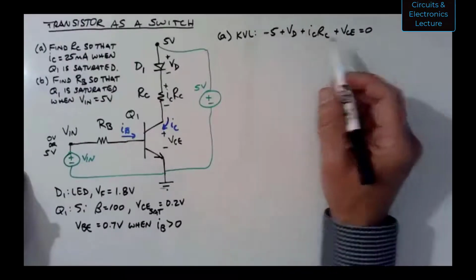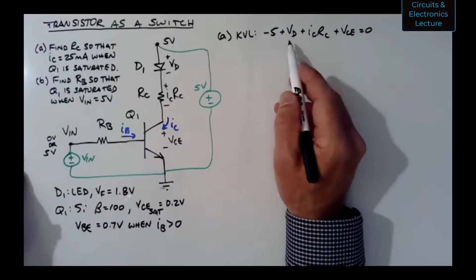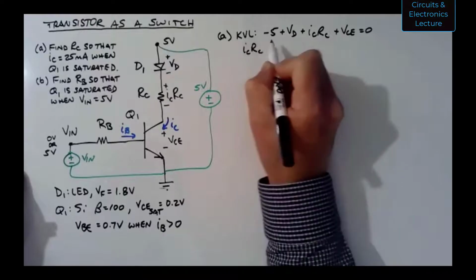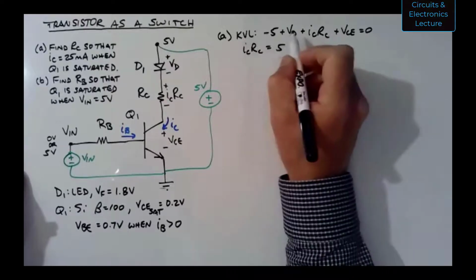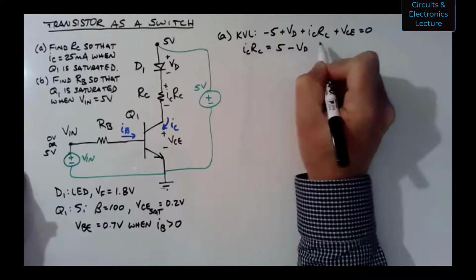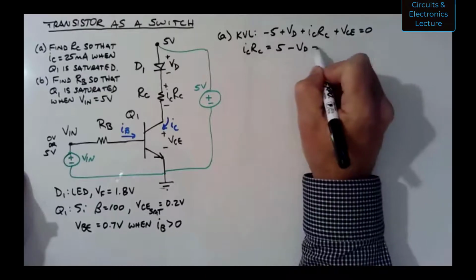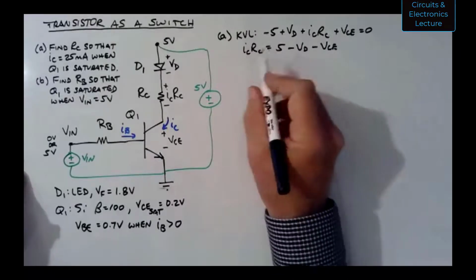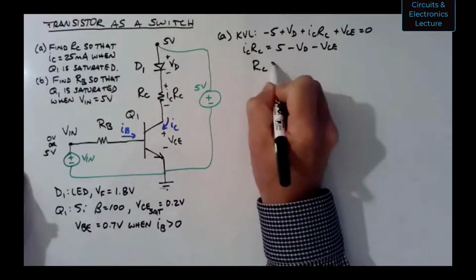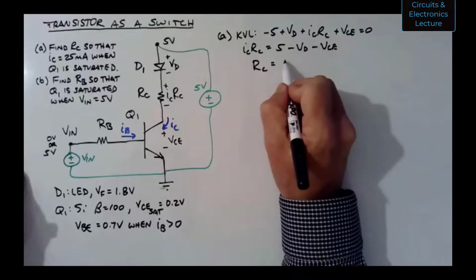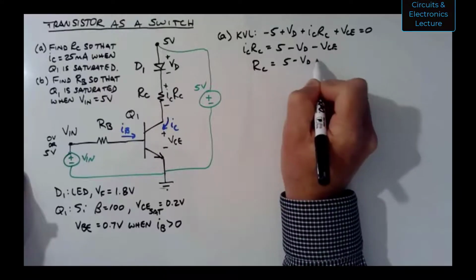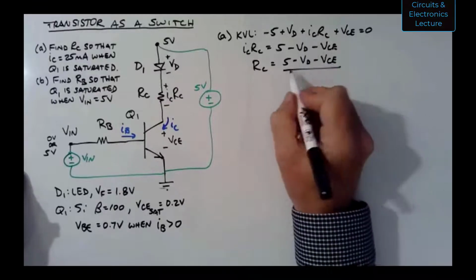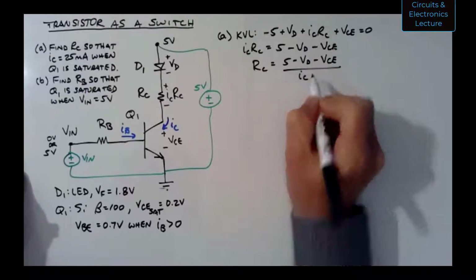Okay, and so now let's rearrange this. Let me move ICRC out. ICRC equals 5 minus VD minus VCE. And I'm trying to find RC here. So RC equals 5 minus VD minus VCE over IC.